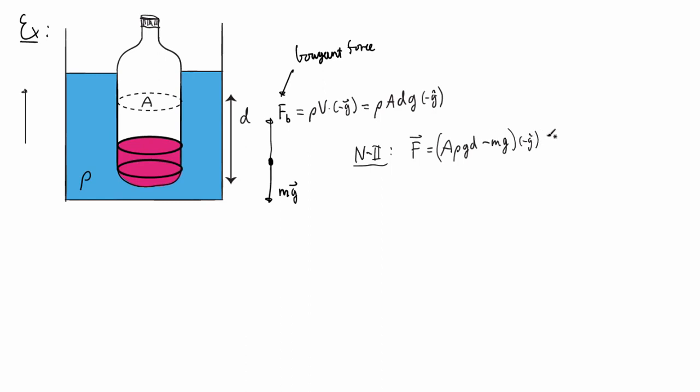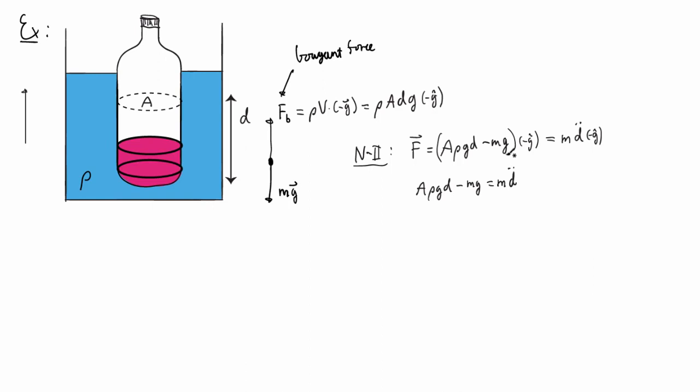And this is going to now be equal to the second time derivative of position, right? So that's the total mass of the bottle, which is m, times d double dot, also in the minus g hat direction. So for that reason, we get the differential equation, if you just look at the components here, of rho g d minus mg equals m d double dot.